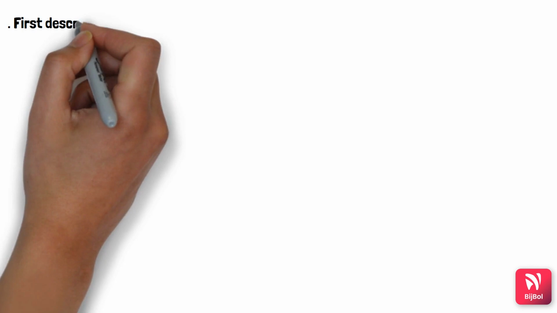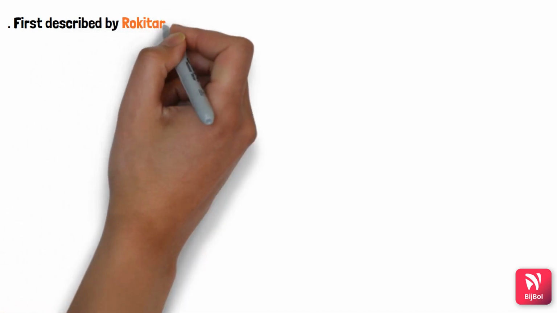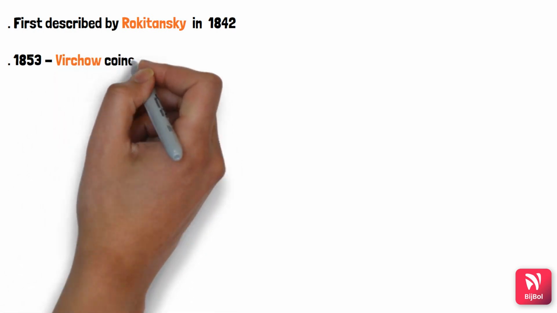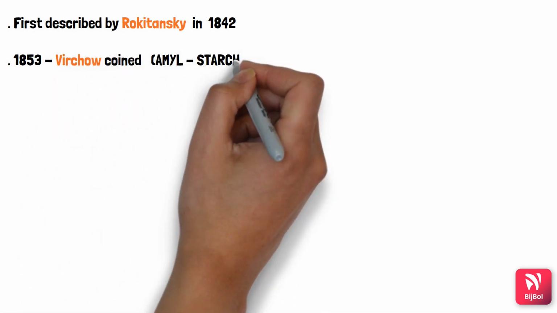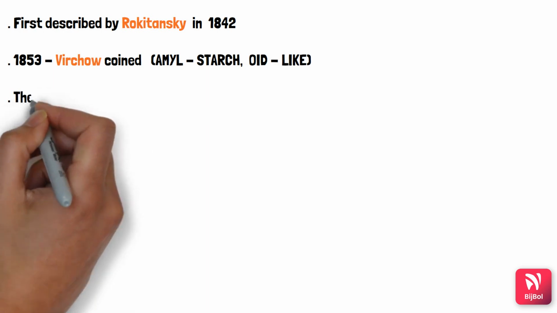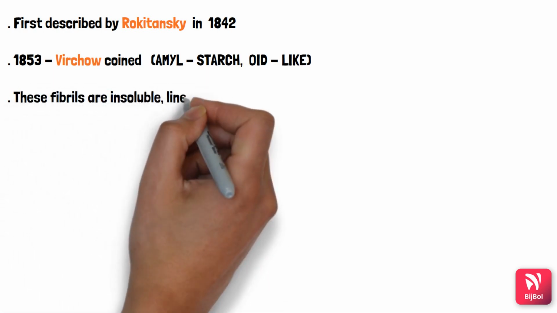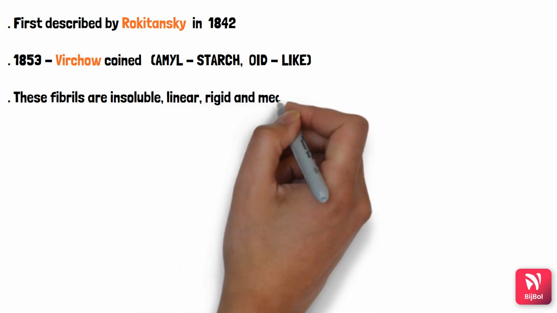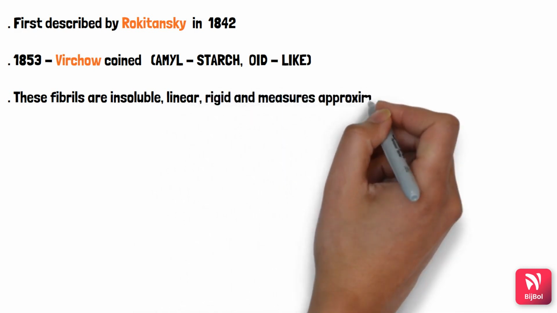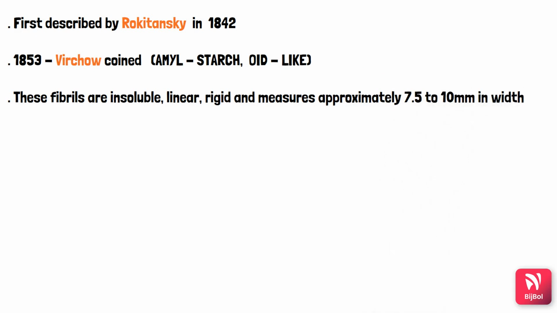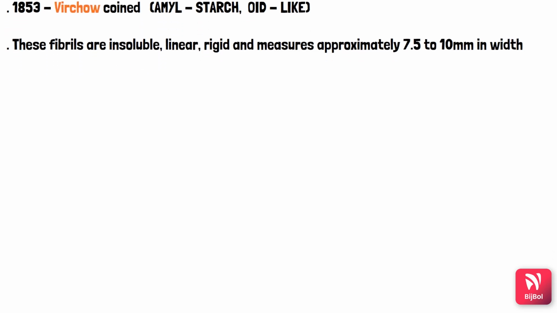Now let's see the history of amyloidosis. It was first described by Rokitansky in 1842, and in 1853 Virchow coined the term amyloid, wherein amyl means starch and oid means like, that is, a starch-like material. Basically these are misfolded proteins, so they are insoluble. These fibrils are insoluble, linear, rigid, and measure around 7.5 to 10 nanometers in width.